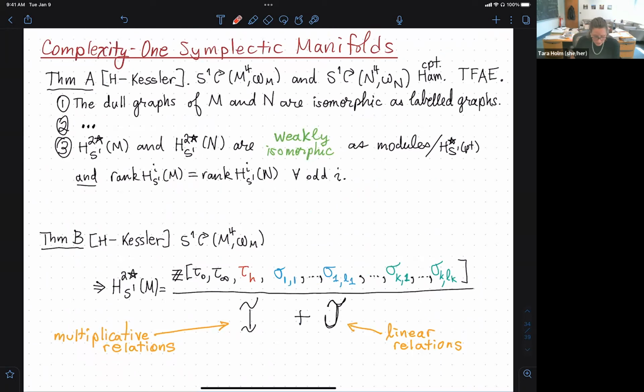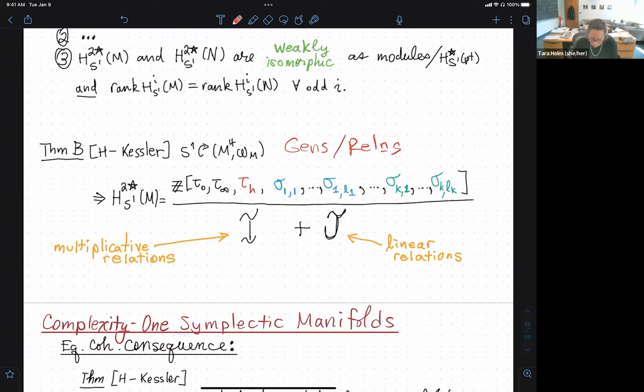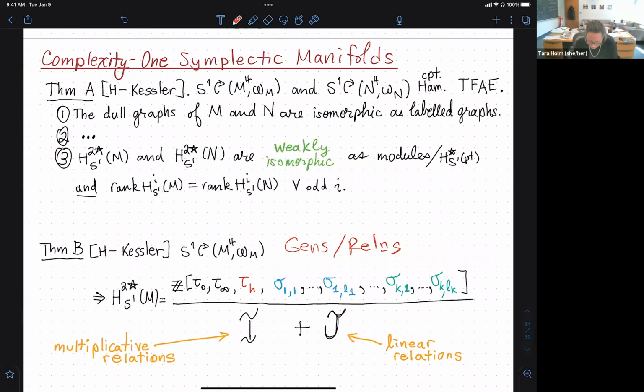In the second part of this paper, the thing that we use to identify the isomorphisms as a module is that we give generators and relations. I have written it down in a way that is suggestive of the Danilov-Yurkovich theorem. I have generators, and these generators are all degree 2. And again, I have multiplicative relations and linear relations. So that's what the description looks like.